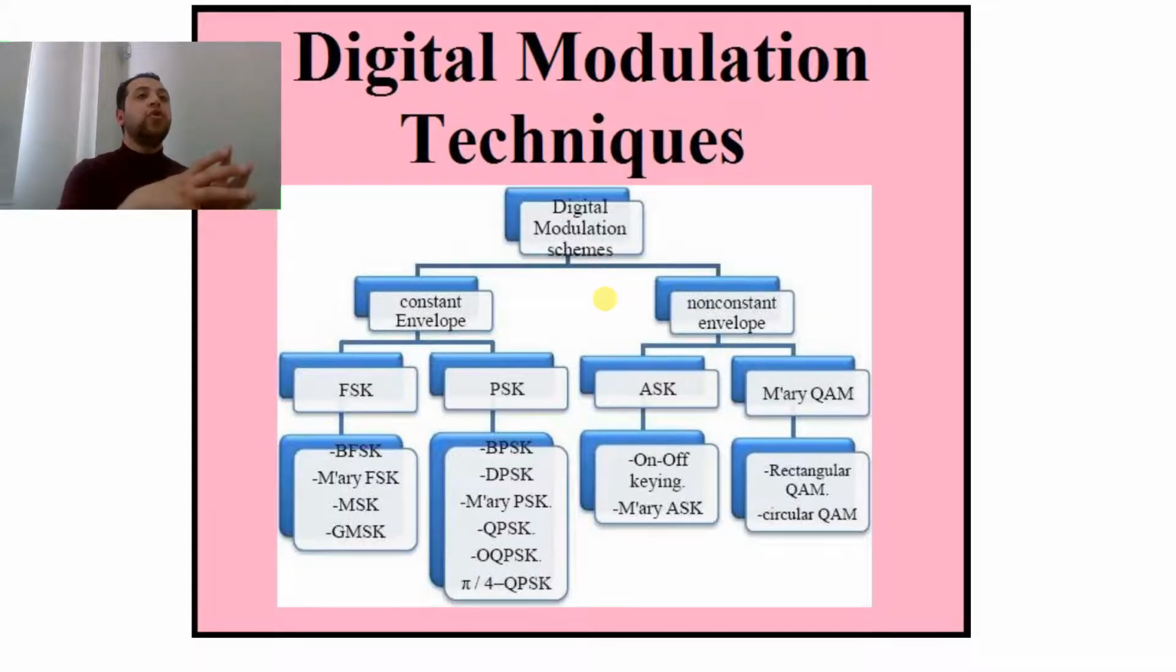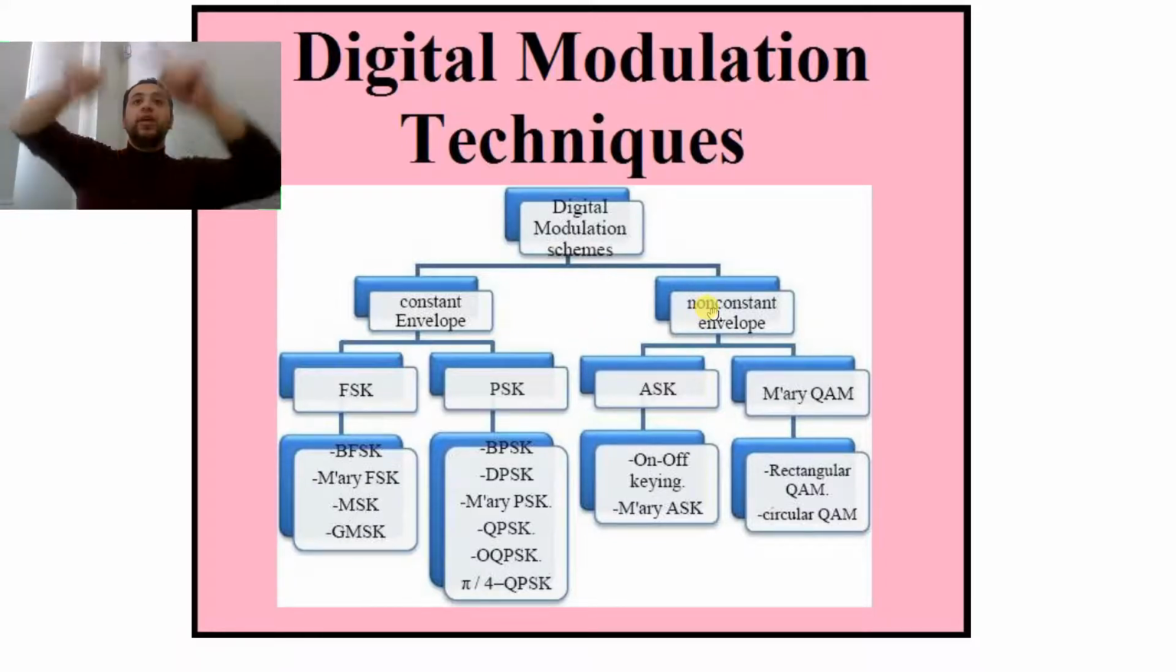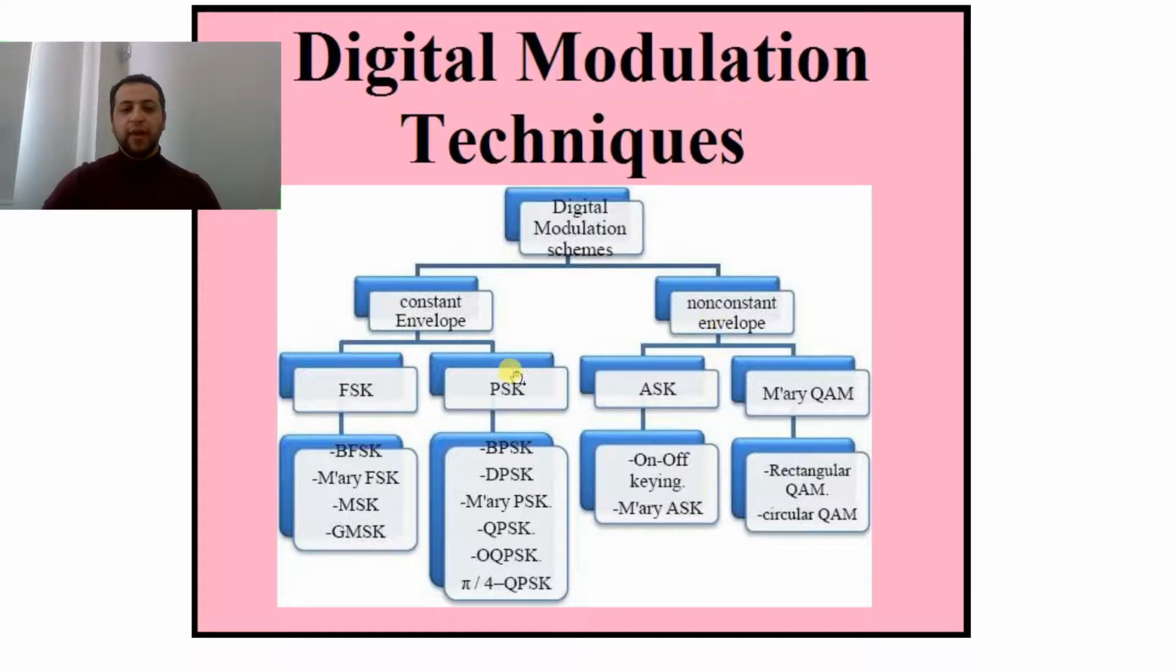Sometimes we classify modulation schemes into constant envelope modulation schemes and non-constant envelope. If in the test I ask you to give an example of constant envelope or non-constant envelope modulation, what does this mean? Constant envelope means the amplitude of the carrier doesn't change. In general, the amplitude remains the same. But non-constant envelope, the amplitude keeps changing and fluctuating.